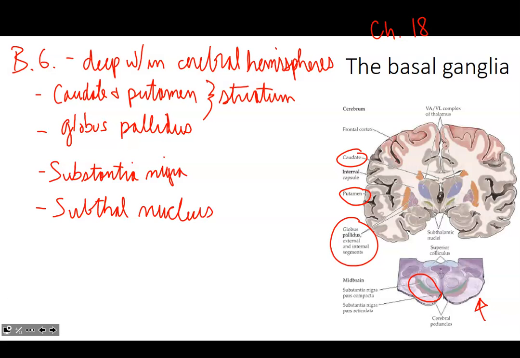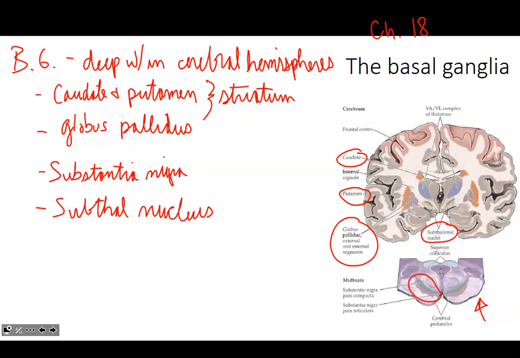Subthalamic nucleus right here. So everything together makes up this loop, this subcortical loop that is below the level of the cortex, this loop that links to the motor areas of the cortex and links it with the brainstem, which is where descending information travels, okay?